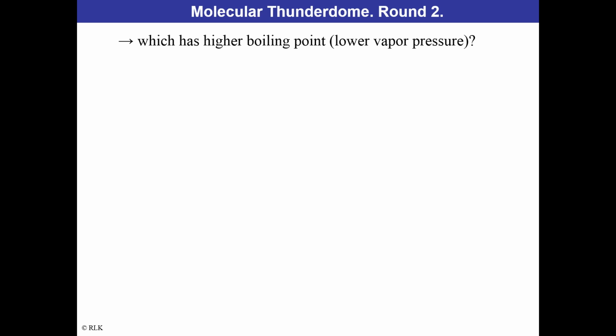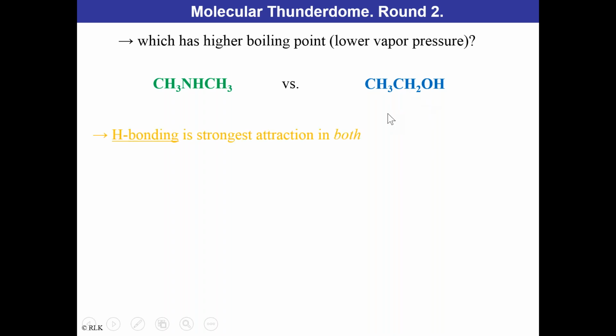All right, molecular thunderdome, round 2. Which has a higher boiling point, or if you prefer, a lower vapor pressure. Ooh, so you have dimethylamine versus ethyl alcohol, or you can even just call that ethanol perhaps. All right. So we have to look at these. So now both of these have nitrogen and oxygen. Not both, but the one on the left has nitrogen, the one on the right has oxygen.